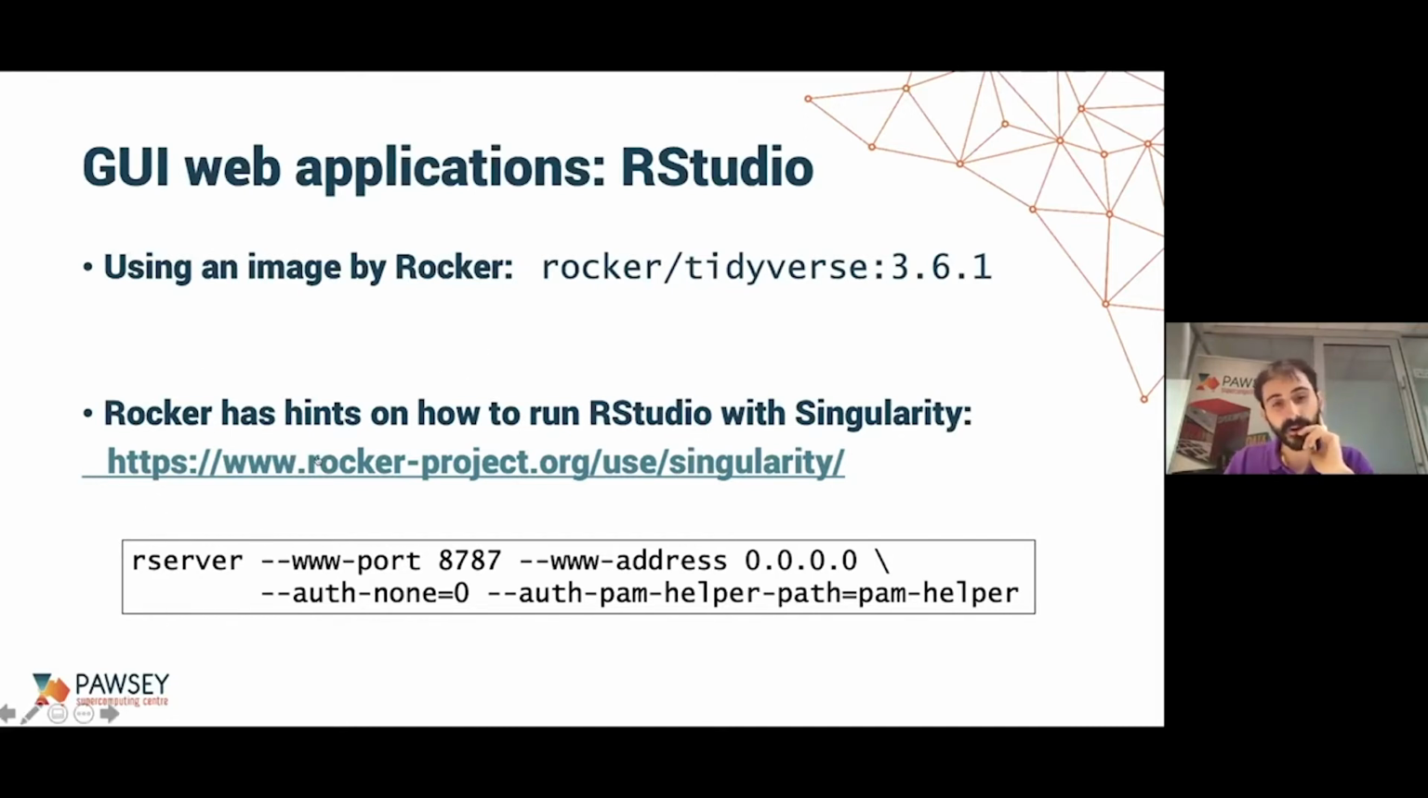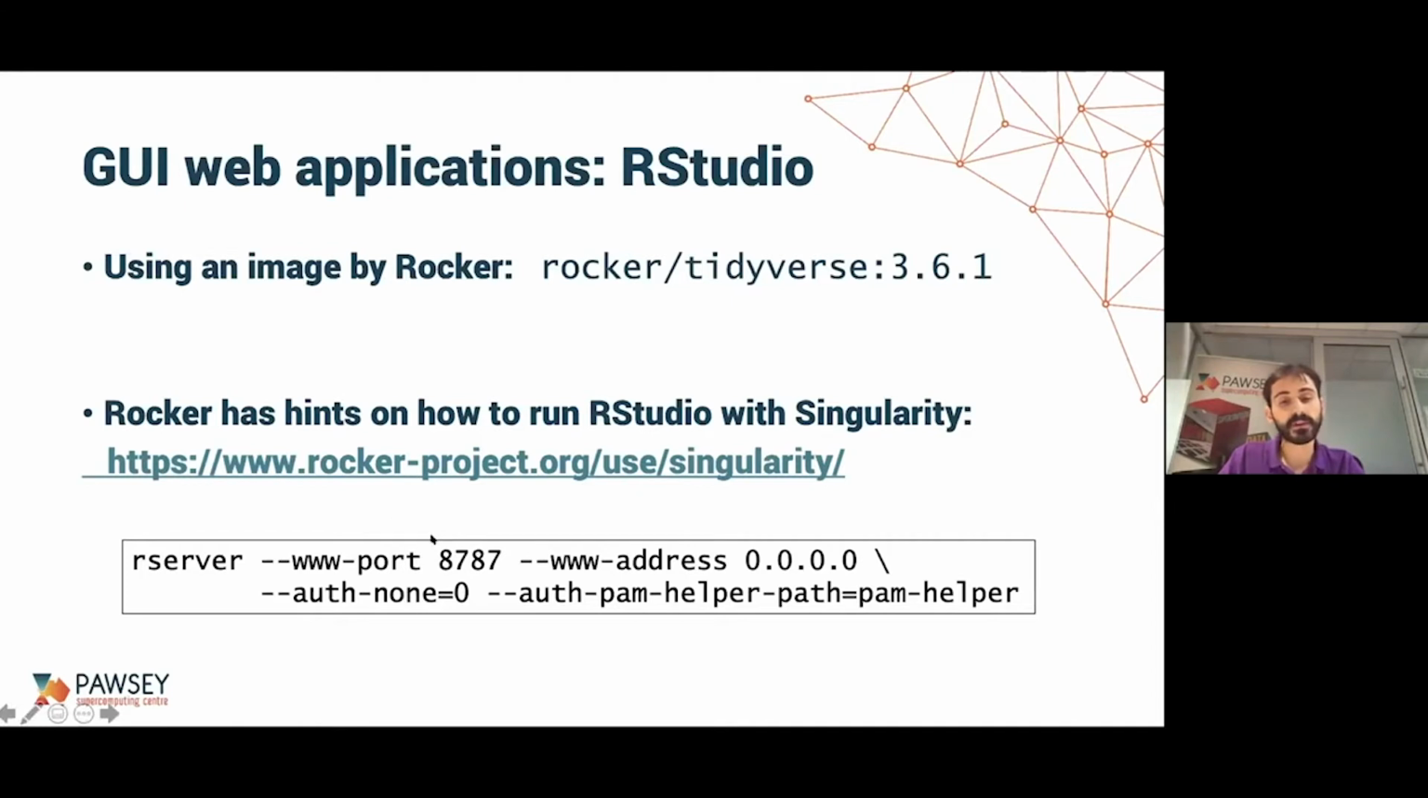So the starting point was one of the pages in the Rocker project page where they showcase their containers for R, and they even have a page for usage with Singularity. So there was one thing that they mentioned: okay, this is the command to run from command line to launch an RStudio server. So rserver, then you need to specify a communication port, which can be any number. 8787 is just the common one for RStudio.